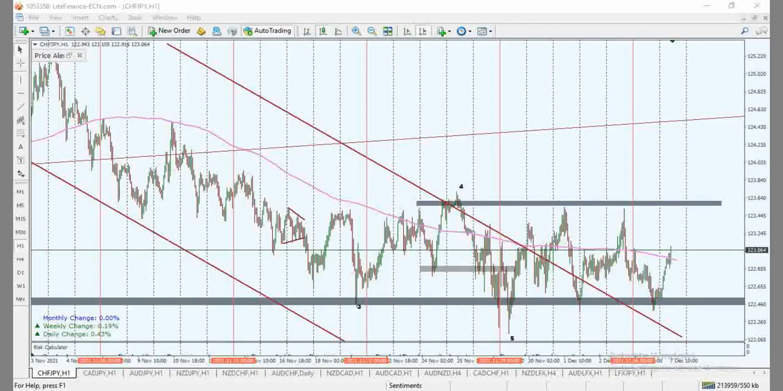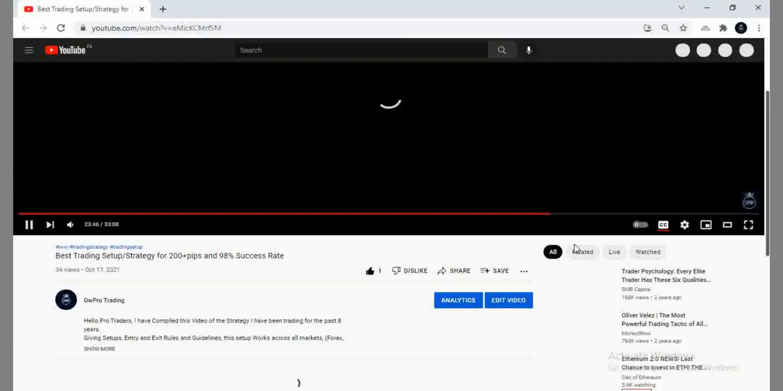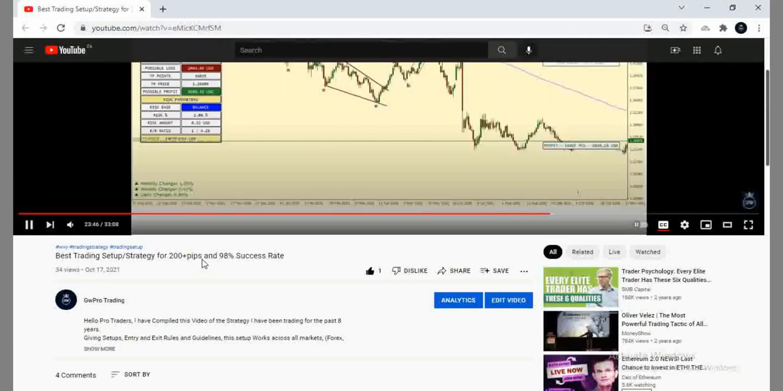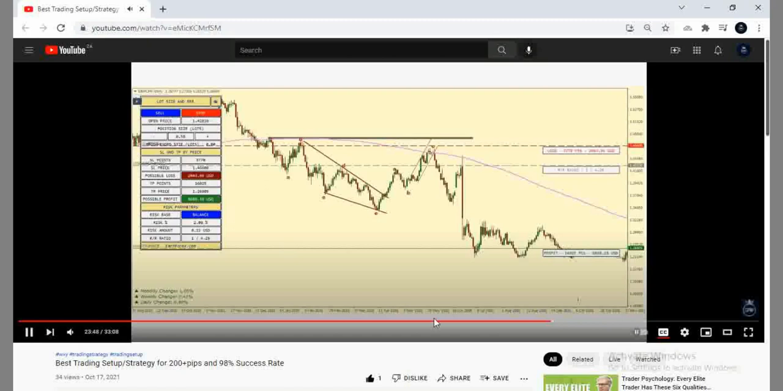So let me just go ahead and share it with you guys. So just go over to the channel and then search for this structure here. This is it. Best trading setup strategy for 200 plus pips.